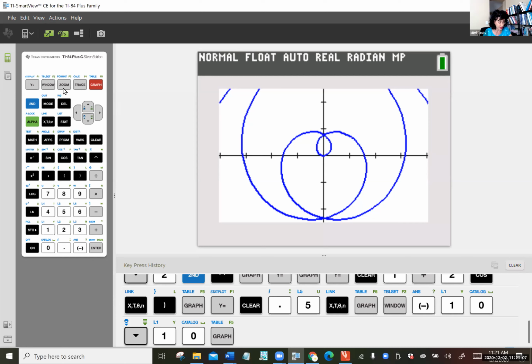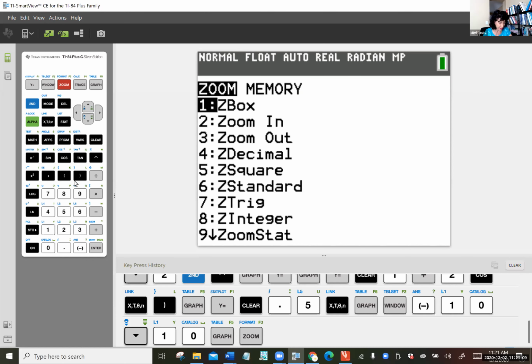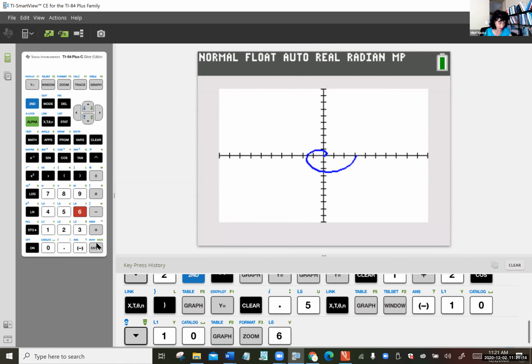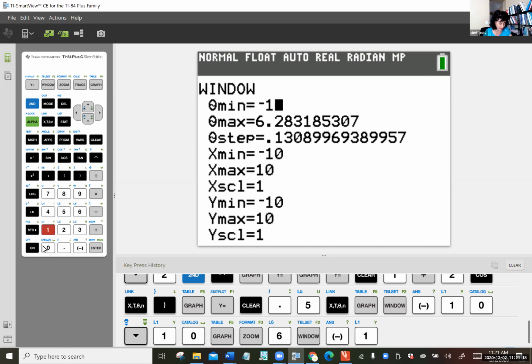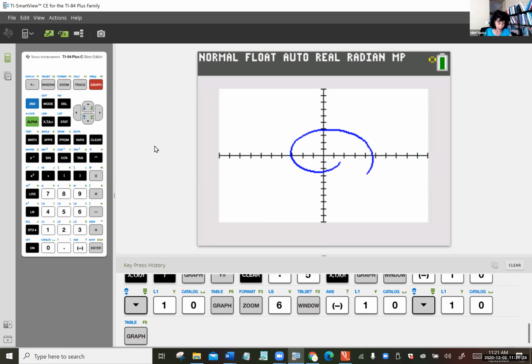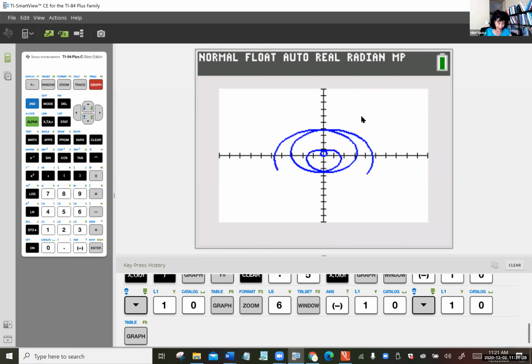Whoa! Let me zoom out on that so you can appreciate the beauty. Let me do zoom standard. There we go. I went back to a terrible window. I guess the default window. Let me go back to -10 to +10 and pick up that full spiral in and spiral back out. Awesome sauce. That looks lovely, doesn't it?